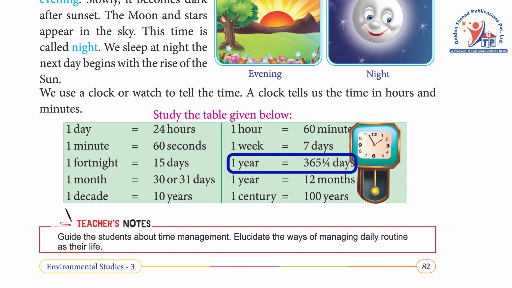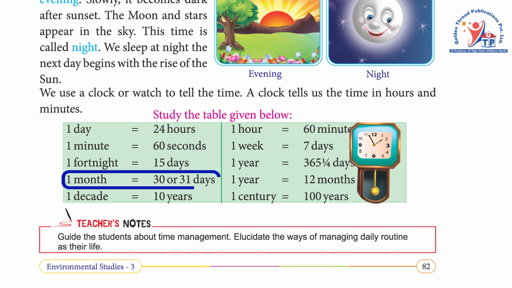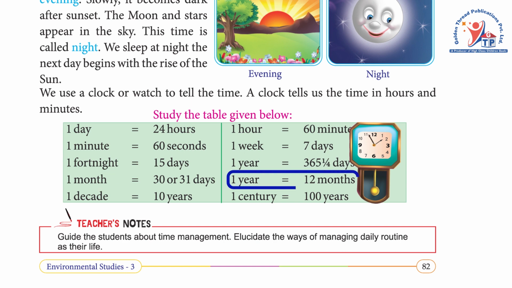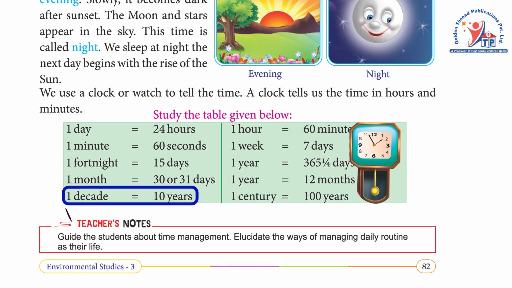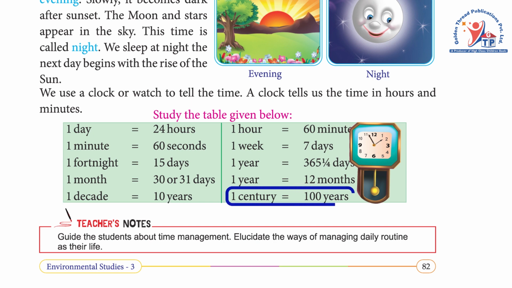1 year is equal to 365 days. 1 month is equal to 30 or 31 days. 1 year is equal to 12 months. 1 decade is equal to 10 years. 1 century is equal to 100 years.